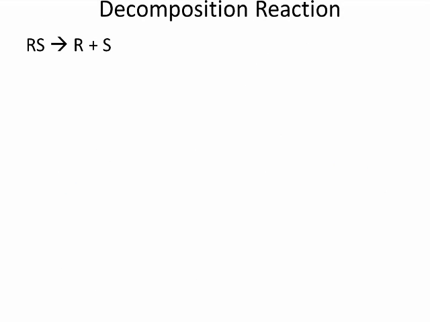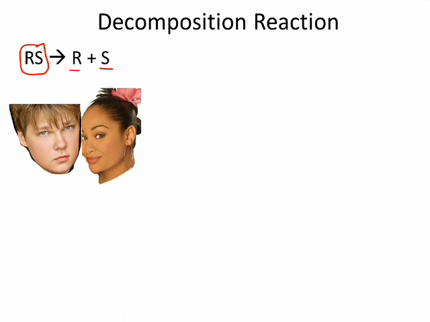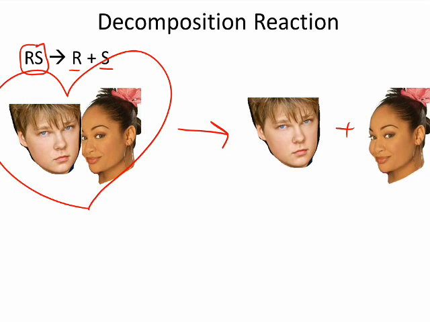Next type is a decomposition reaction. And as you can see, we have a compound here and it breaks down into its individual entities. So that's just like if we have this happy couple and what happens? They break up. Very sad. They go on their way though. So it decomposes, it breaks down. Example, we have water breaking down into hydrogen gas and oxygen gas.